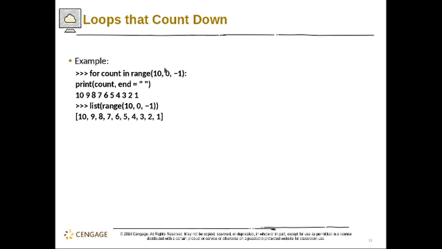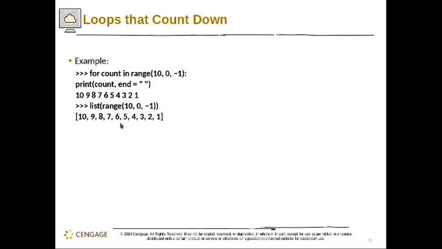Basically here, 0 is the end, or the upper, quote unquote, boundary, and -1 is the interval. So 10, -1, then another -1, -1. So we will just print the count. So 10, 9, 8, 7, 6. So that is your list.